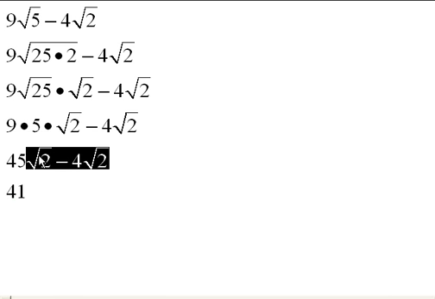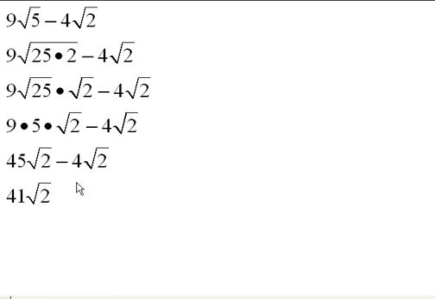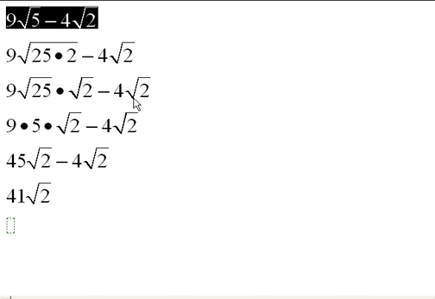And because you were subtracting radical 2's, okay, your answer is going to have a radical 2. And that's how you subtract the expression 9 radical 5 minus 4 radical 2. You would do something similar if the problem was addition.